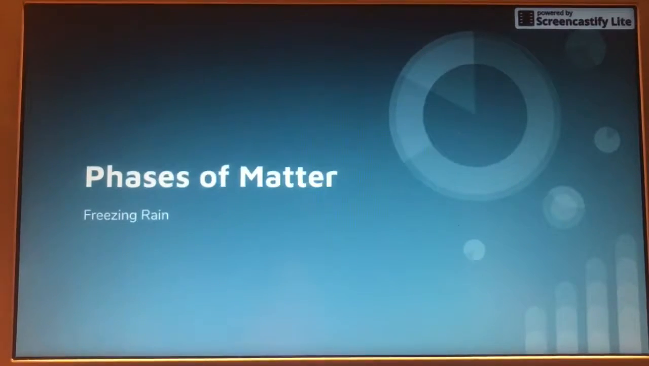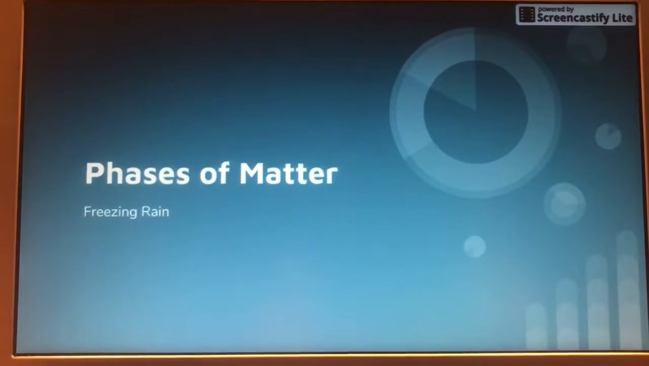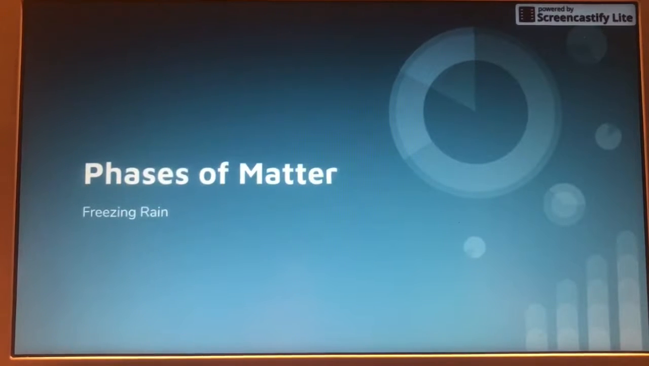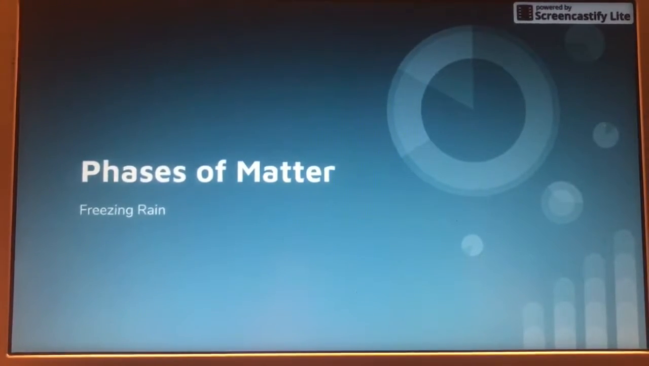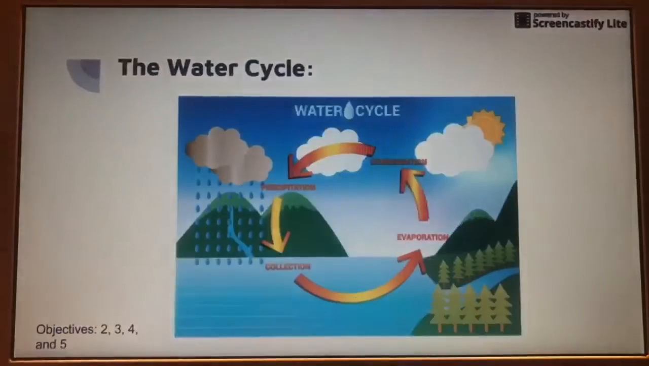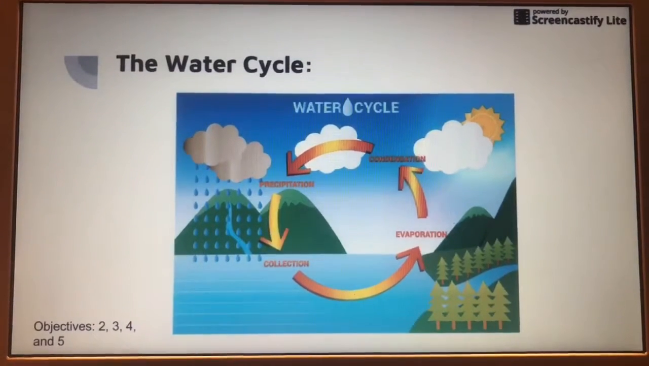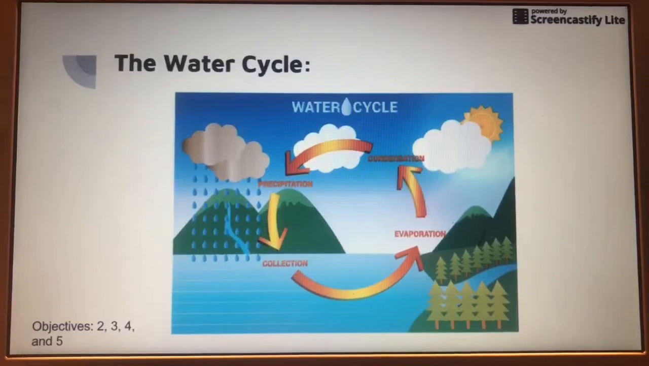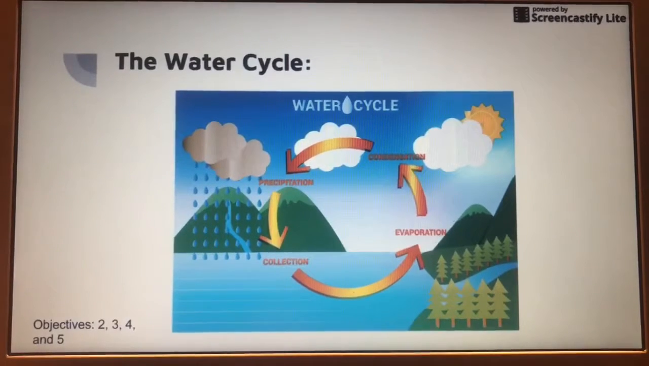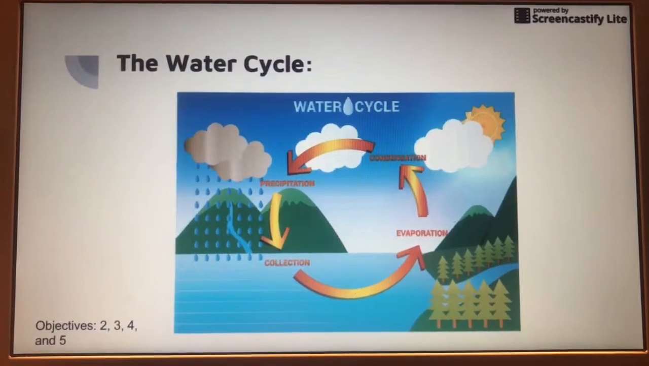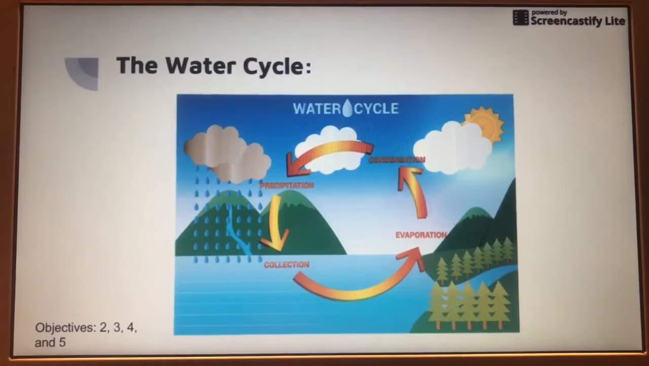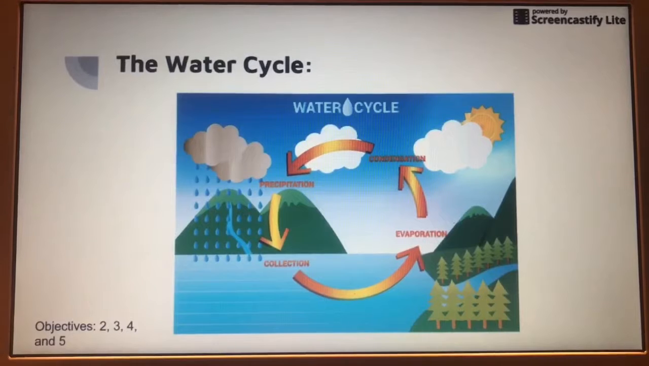For my Phases of Matter project, I am doing the natural phenomena of freezing rain. But before I explain freezing rain, we should go back to the basics on how rain is formed through the water cycle. So firstly, water is a liquid and flows. It doesn't have a definite shape. In fact, it conforms to the shape of the container it is in. In this case, water in lakes, streams, and rivers are in crevices or indents in the Earth's surface.